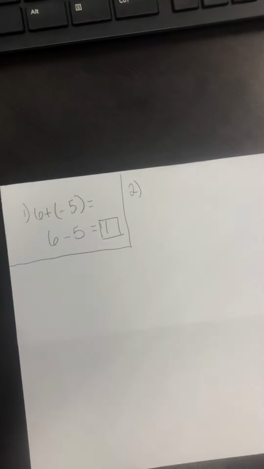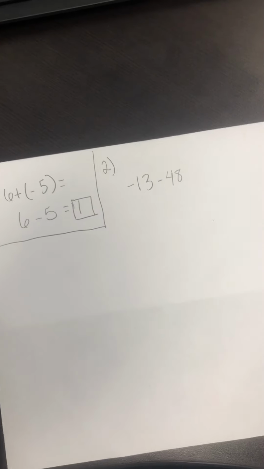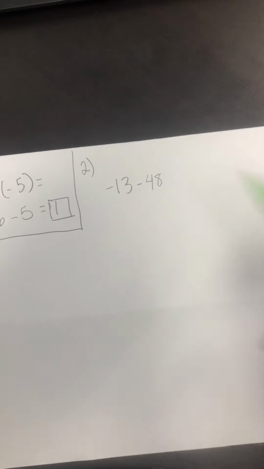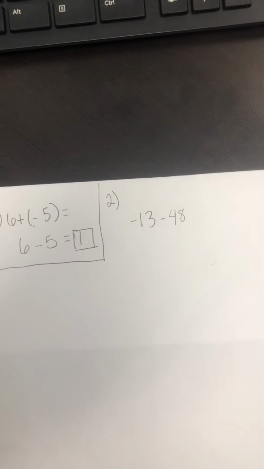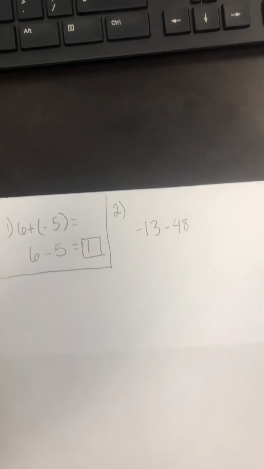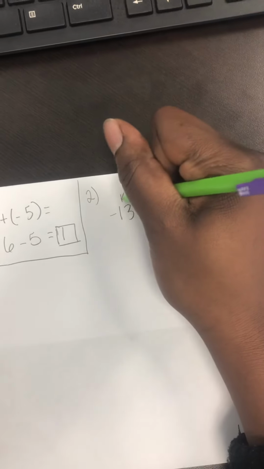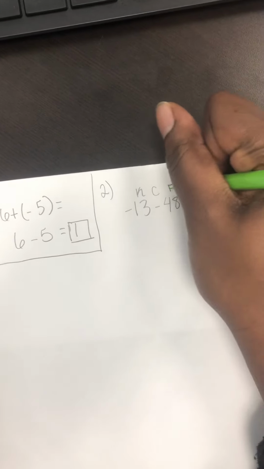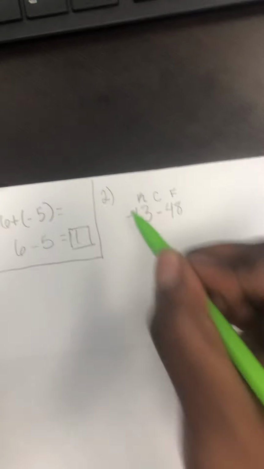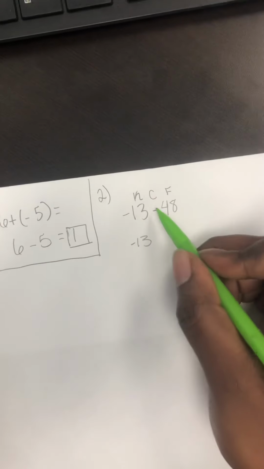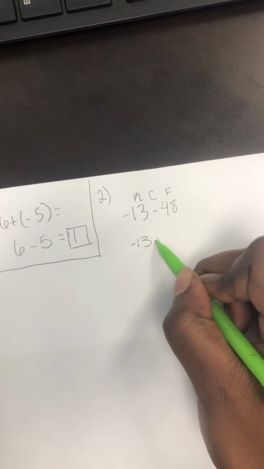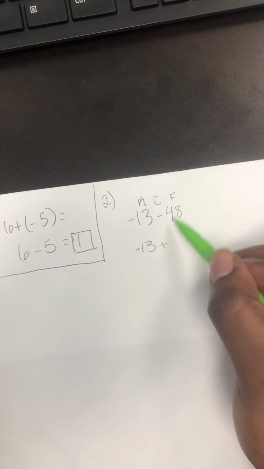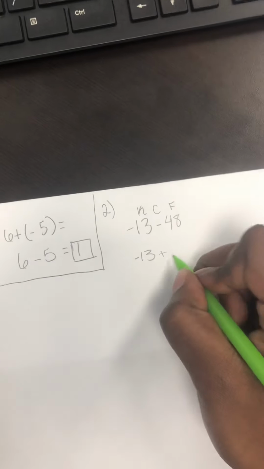This one this time says negative 13 minus 48. Okay, so with this question, this time it is a subtraction problem. So what we have to do, based on the picture that I posted, is keep, change, flip, or KCF. So the K goes over the negative 13, the C goes over the minus, and the F goes over the 48. I have to follow it as it's ordered. So I keep the negative 13 the same. I change the negative to its opposite, which is a positive. And then I flip this positive 48 into a negative 48.